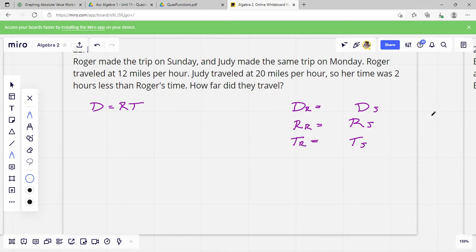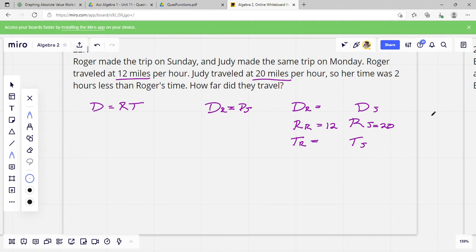Alright, so it says that Roger made the trip on Sunday, Judy made the same trip on Monday. So that tells us that the distance of Roger is equal to the distance of Judy. Okay, so they both went the same distance. Those two are equal. Roger traveled at 12 miles per hour, so the rate of Roger is 12. Judy traveled at 20 miles per hour, so the rate of Judy is 20.